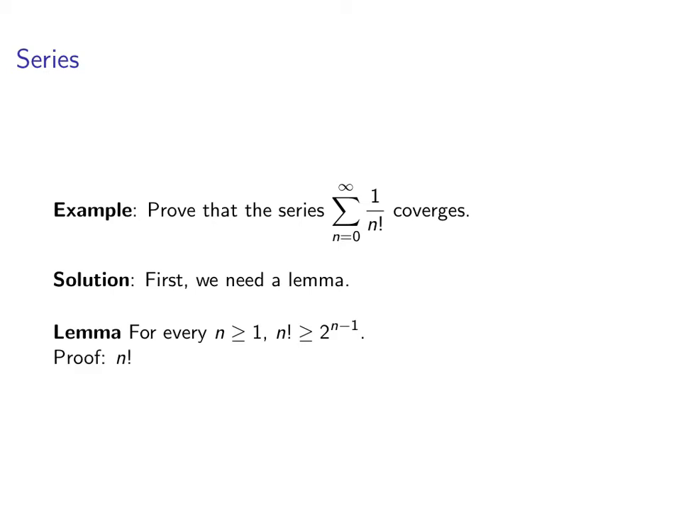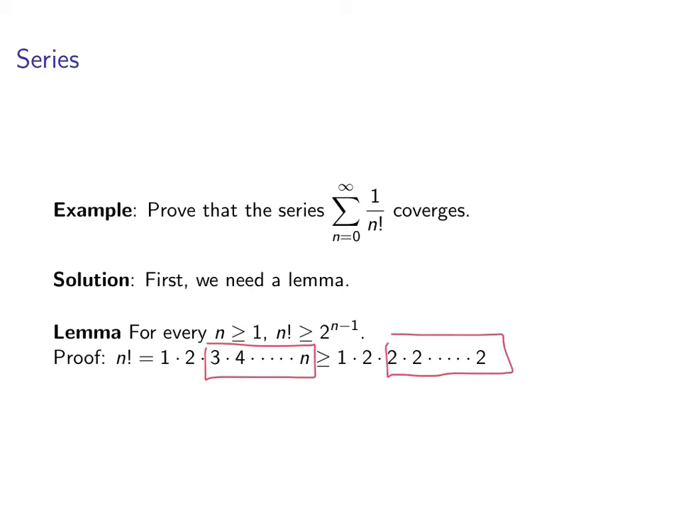All right, so to prove this, n factorial, which is 1 times 2 times 3 all the way up to n, I can replace all of these terms with 2, and we get something that's smaller. So those got replaced all with 2's. And then how many do we have together? Well, we have n minus 1 2's, so that product is 2 to the n minus 1. So that now proves that n factorial is bigger than or equal to 2 to the n minus 1.